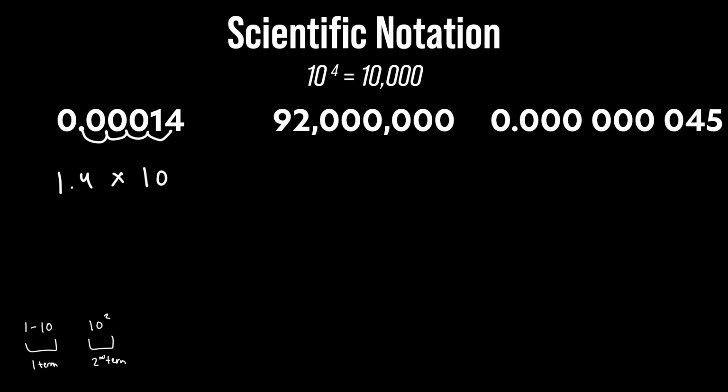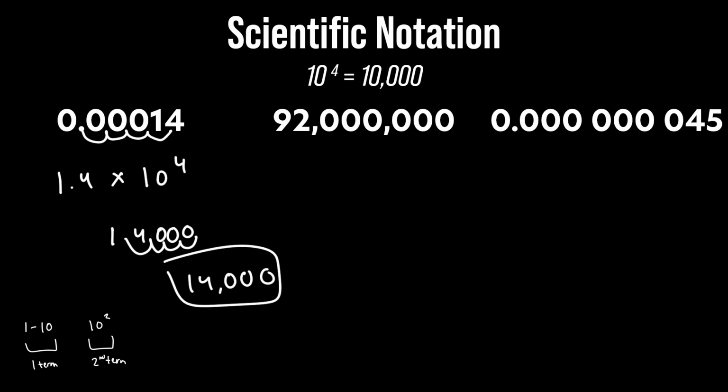How many times do we move the decimal point to the right? We moved it 4 times. Now you might think that we raised it to the fourth power, but that wouldn't make sense because if that was the case, then the decimal point would be moved 1, 2, 3, 4 times, and the number should be 14,000, but it's not 14,000, it's 0.00014.